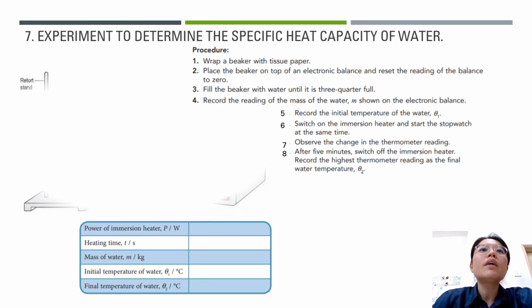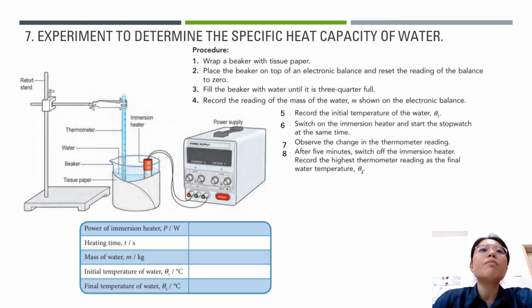Okay, so now come to the experiment. Experiment, very important. You have to do it in your school lab. So this is a setup. Retort stand, thermometer, water, beaker, tissue paper, immersion heater, and the power supply.